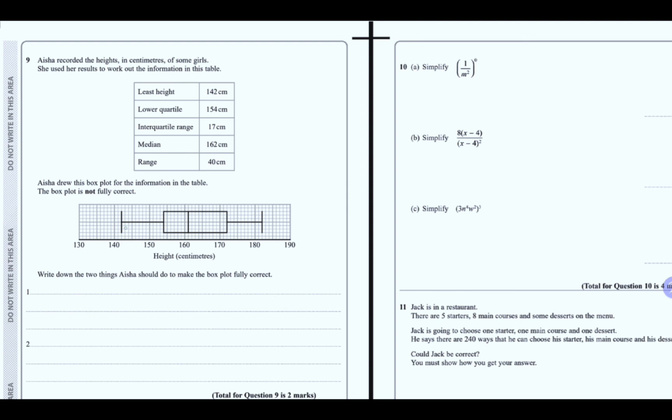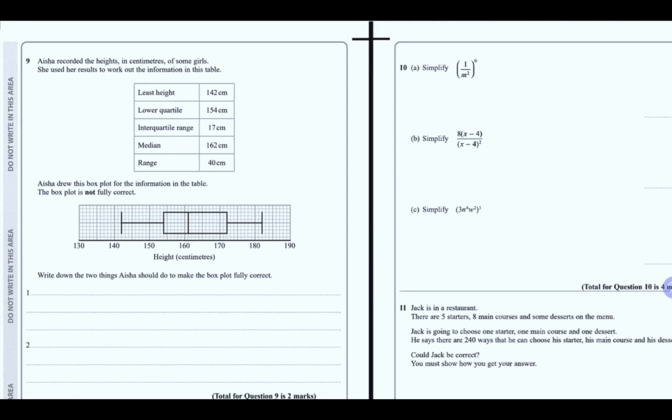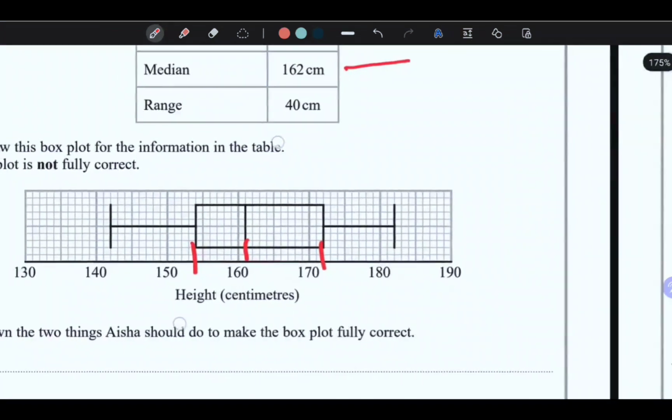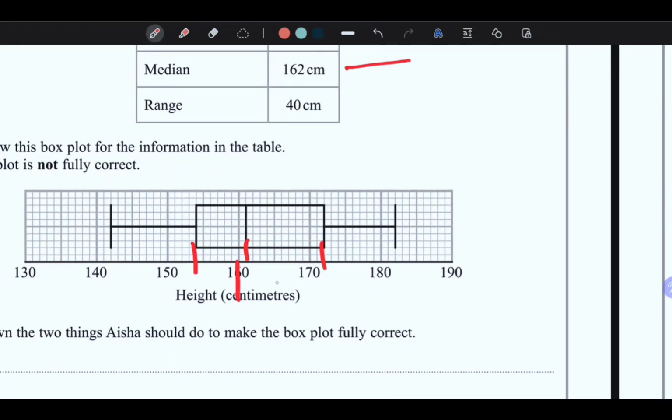Well, let's start by checking the median, the lower quartile and the upper quartile. So the median here is 162. She's got 161. Let's see. From here to here is 170. So yeah, that'll be 161. That's the first thing. The median is not correct. It's supposed to be 162, but she put 161, which is not right.